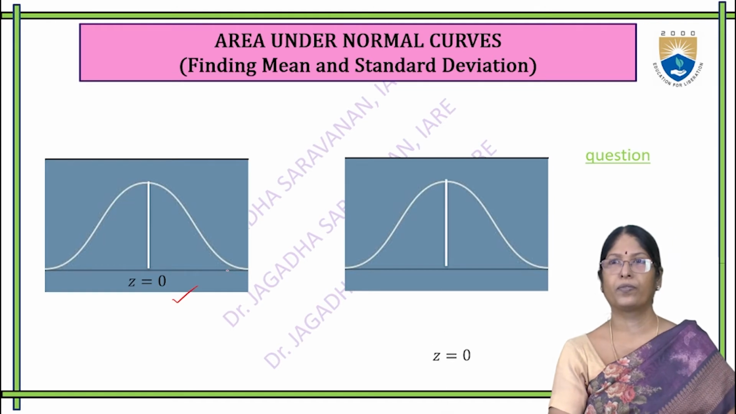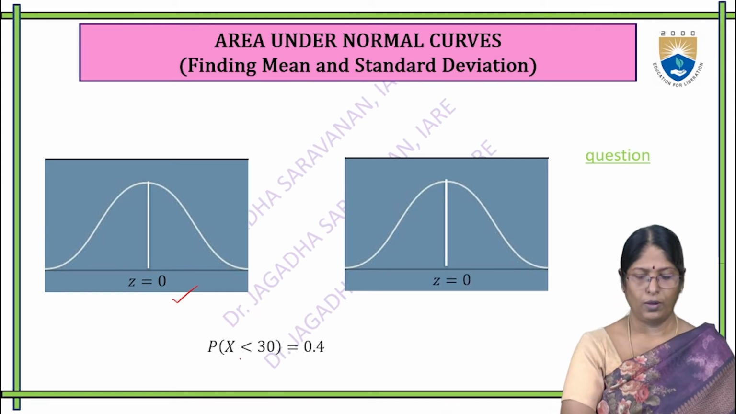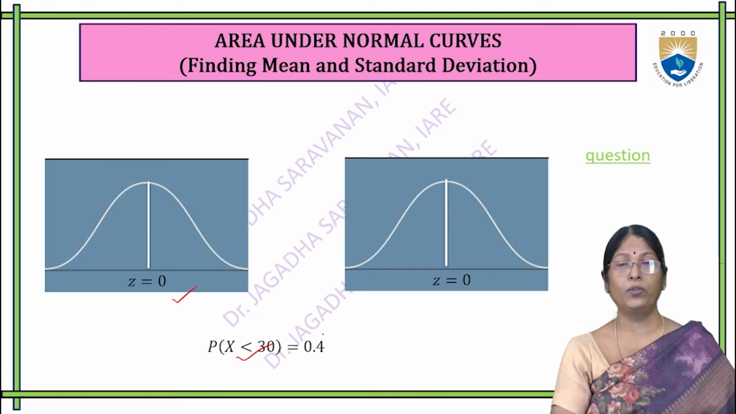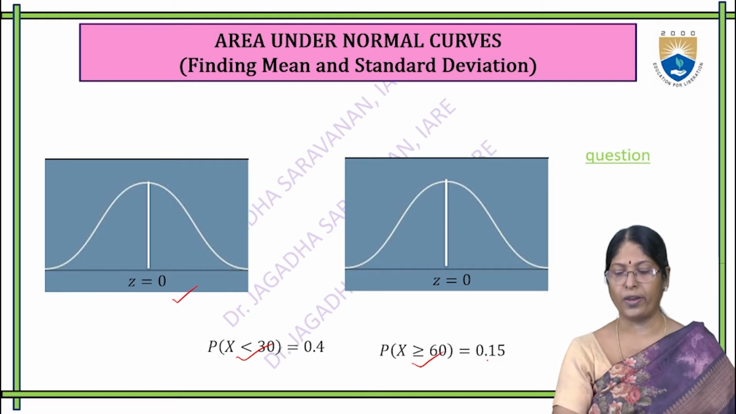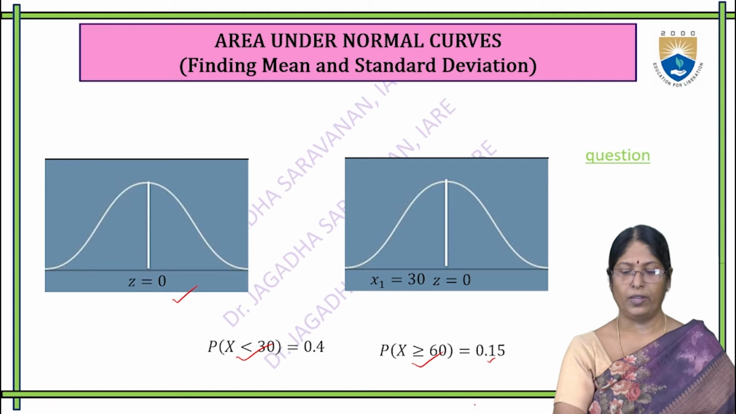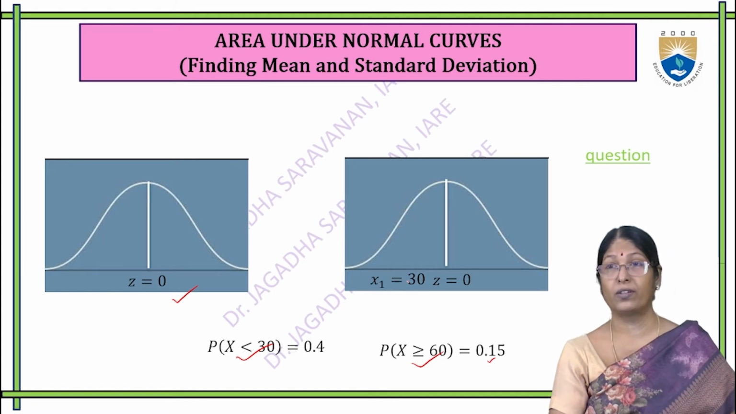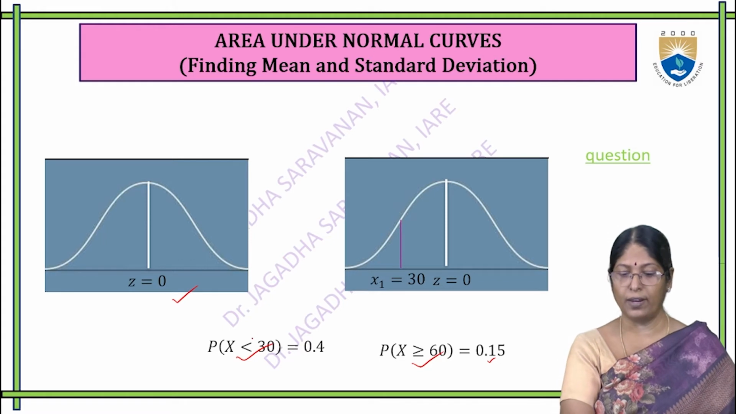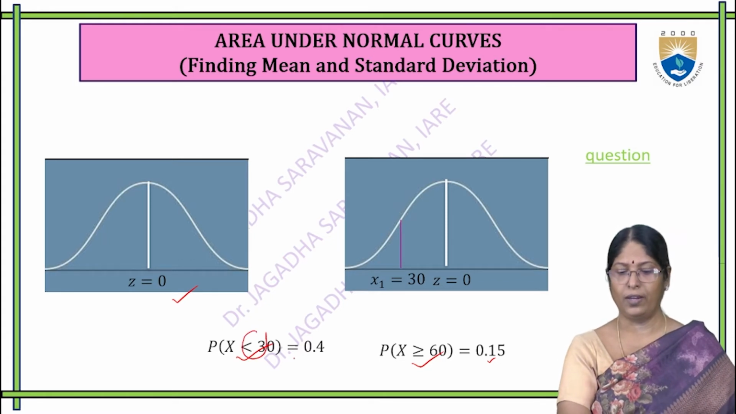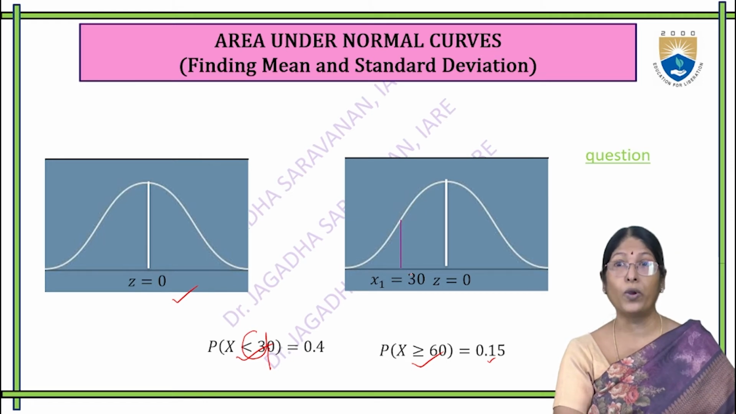Normal curve, z equal to 0. x less than 30 has probability 0.4, and x greater than or equal to 60 has probability 0.15. We are just writing this; we can't plot it because it is a normal curve, only Z1 is to be plotted. Compulsorily it is less than 30. 30 is x1, and that is going to be Z1. Why did we place it on the left side? Because of this symbol, compulsorily it is going to come to this side only.